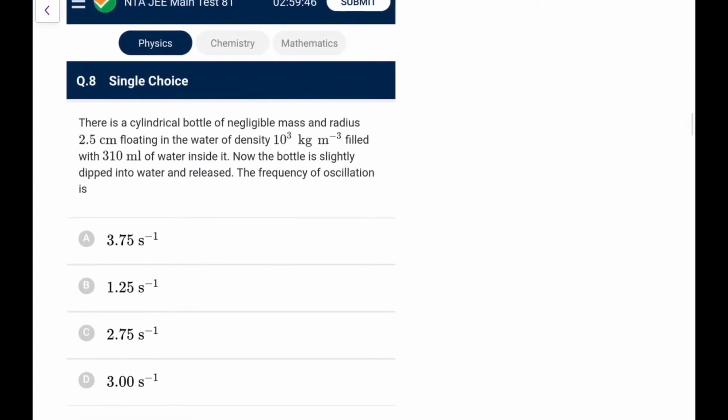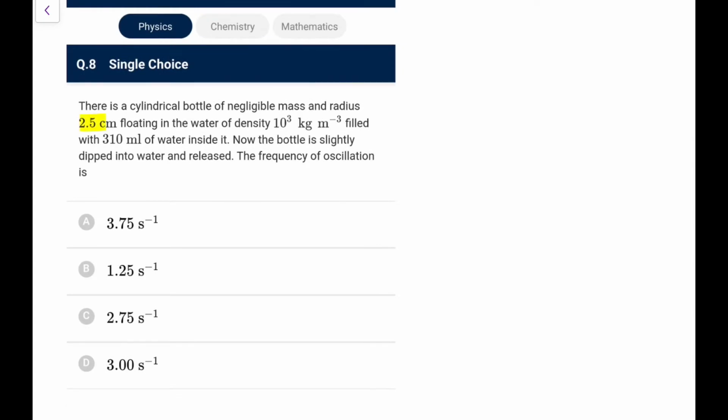Next, there is a cylindrical bottle of negligible mass and radius 2.5 centimeter floating in water of density this, filled with 310 ml of water inside it.